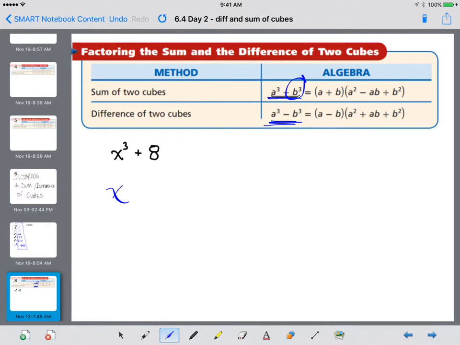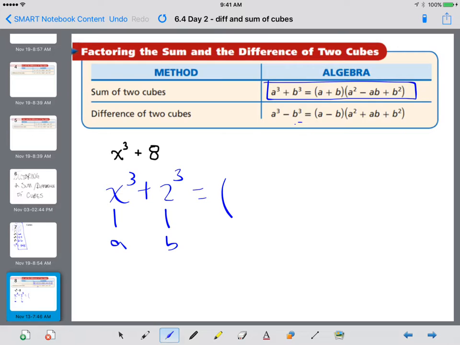So I can rewrite this as x to the third power plus 2 to the third power, and now it matches my sum of cubes perfectly, where x is in place of a and 2 is in place of b. So this is going to become x plus b, or a plus b, so that's going to be x plus 2. And then we've got a to the second power, well, a is x, so x to the second power, minus a times b. Well, a is x, b is 2.